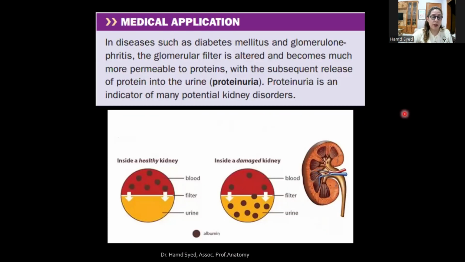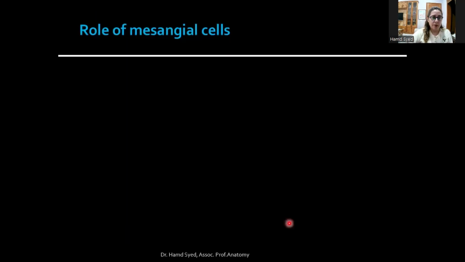Now, you know that in certain diseases such as diabetes mellitus and glomerulonephritis, our glomerular filtration barrier becomes disturbed, and so its permeability is altered, and many proteins are able to pass through this barrier, and then they will appear in the urine, and this condition is known as proteinuria. Proteinuria is an indicator of many kidney disorders.